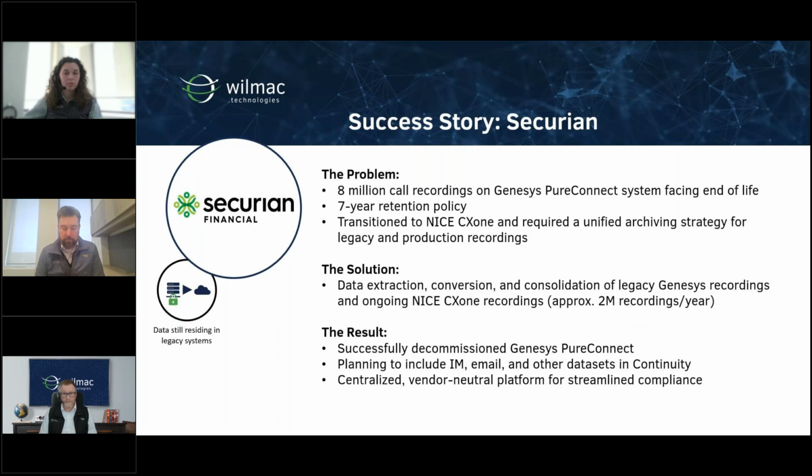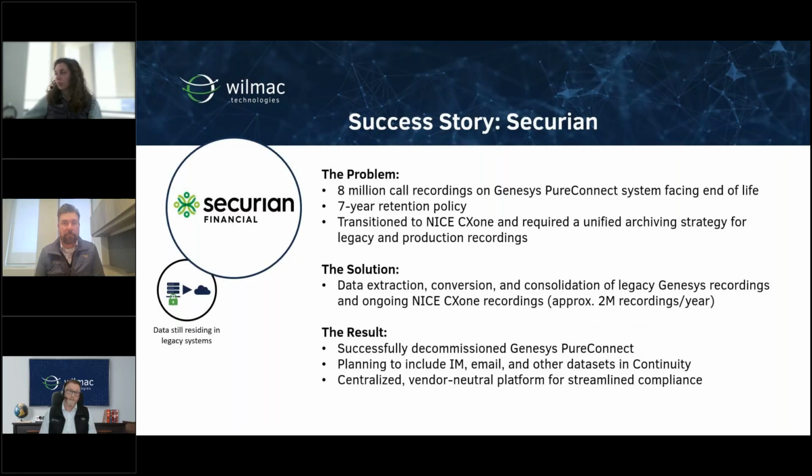They transitioned over to NICE CX1, but they also needed to do something with the old data. They needed to protect it, ring fence it, and make it more production type, because you needed access to it in case of litigation or references to old contracts, that type of thing. So we helped them extract the data from their legacy platform and convert it into a usable format, which was the Genesis recordings into a WAV MP3 format. That provided them access to those calls, those recordings that they couldn't get access to if they'd shut down the platform.